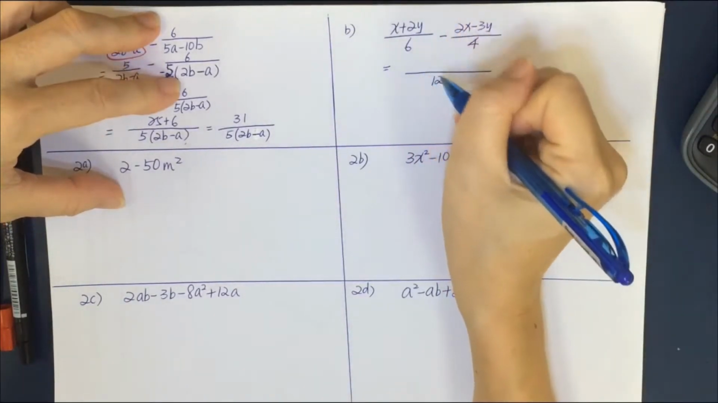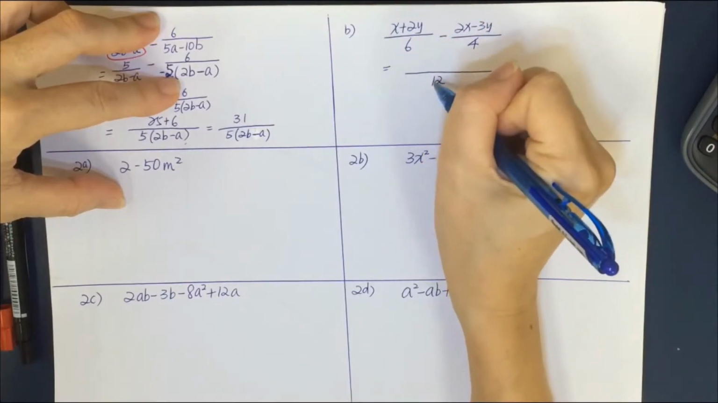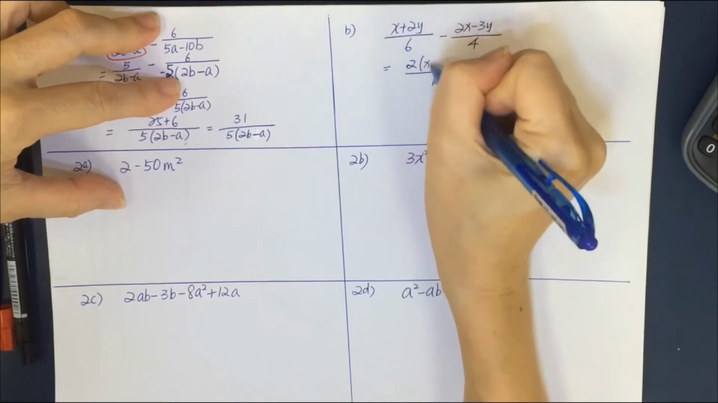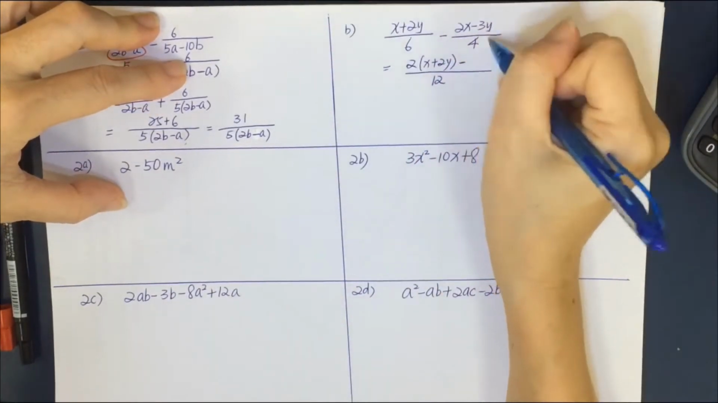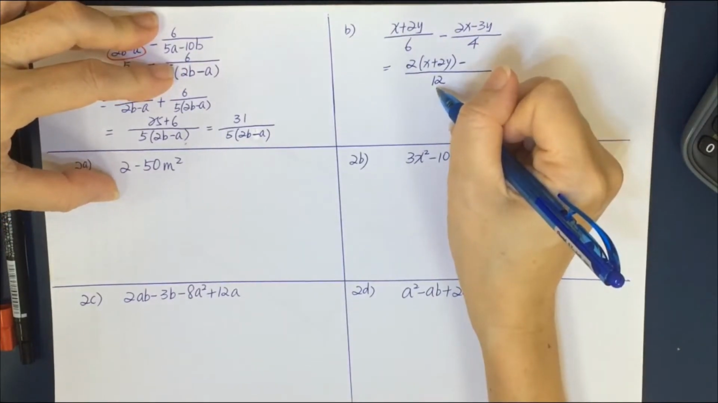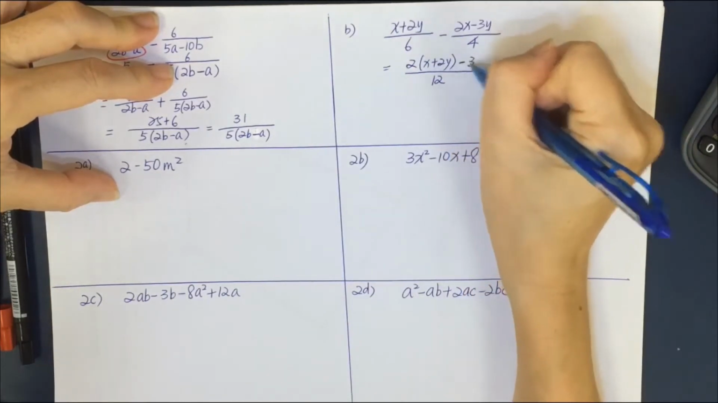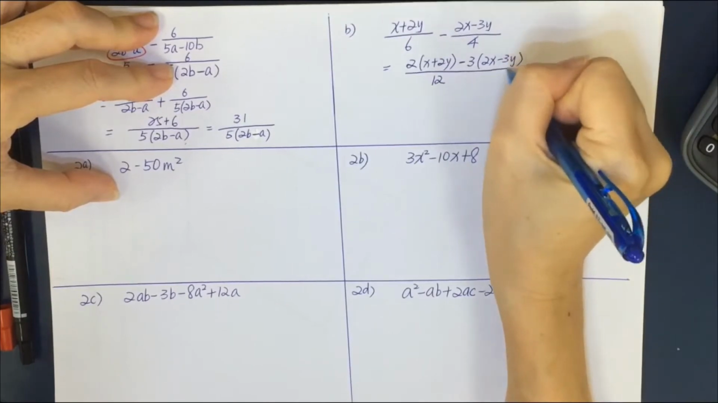So we change this 6 to 12. We actually times 2 to the denominator, so we must times 2 to the numerator also. Then the other term is originally a 4, I change it to a 12. So actually I multiplied by 3. I multiply by 3, so I also have to multiply by 3 to the numerator.